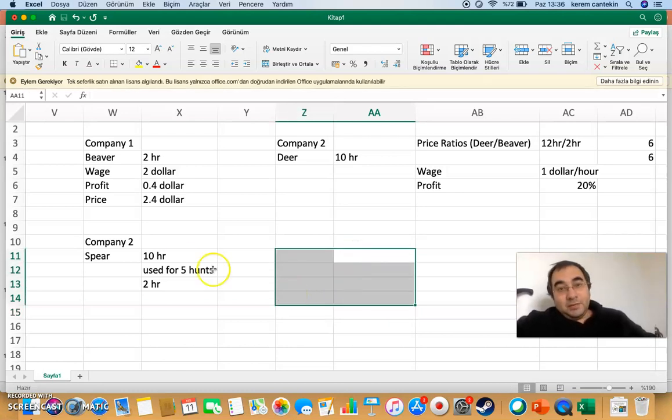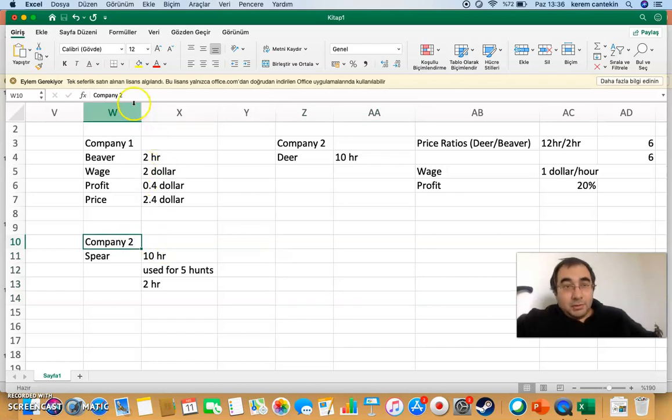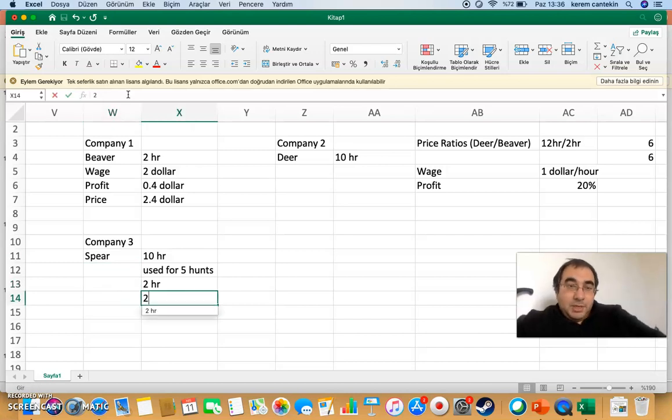The time necessary to hunt the deer is still 12 hours when we take into account the time spent to produce the spear. But now for the spear, the workers are getting $2. It's just like the beaver case, per deer hunted.